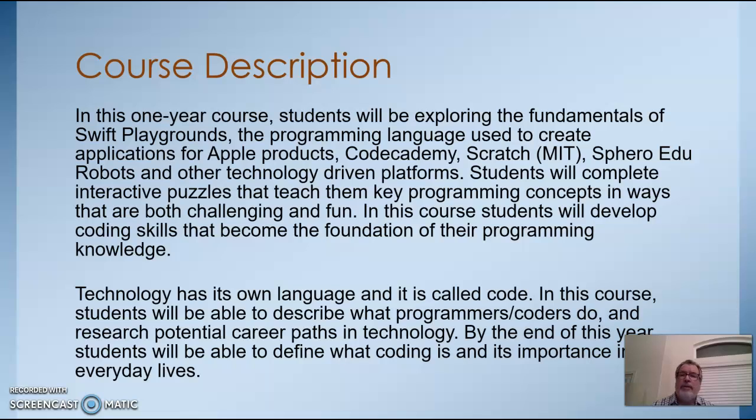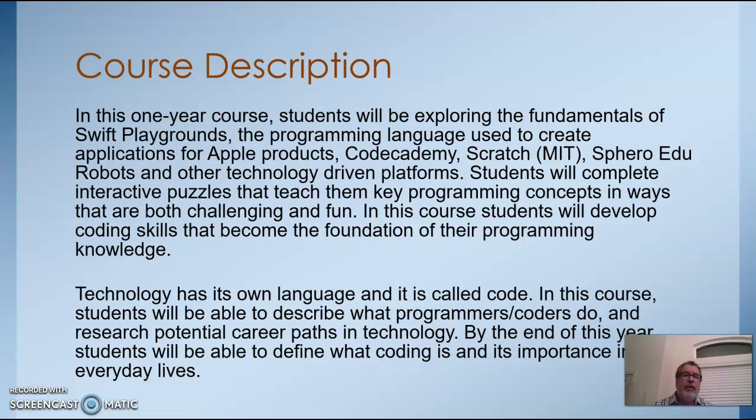So a little bit about the course. In this 1 year course, students will be exploring the fundamentals of Swift playgrounds, the programming language used to create applications for Apple products. We'll look at Code Academy, Scratch through MIT, Sphero Edu Robots, and other technology-driven platforms. Students will complete interactive puzzles that teach them key programming concepts in ways that are both challenging and fun. In this course, students will develop coding skills that become the foundation of their programming knowledge.